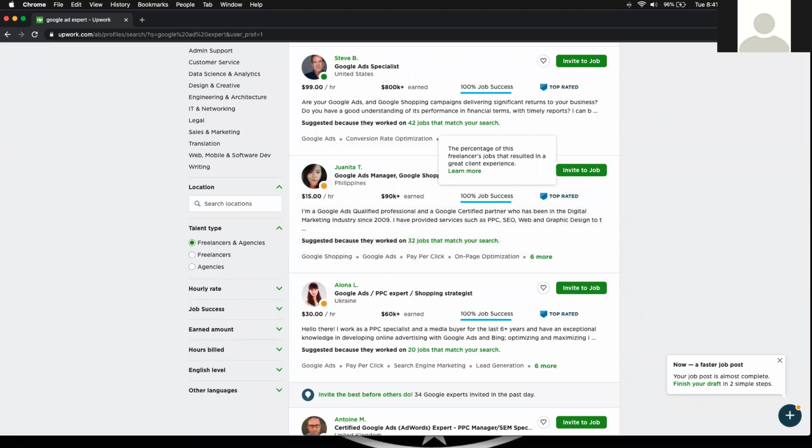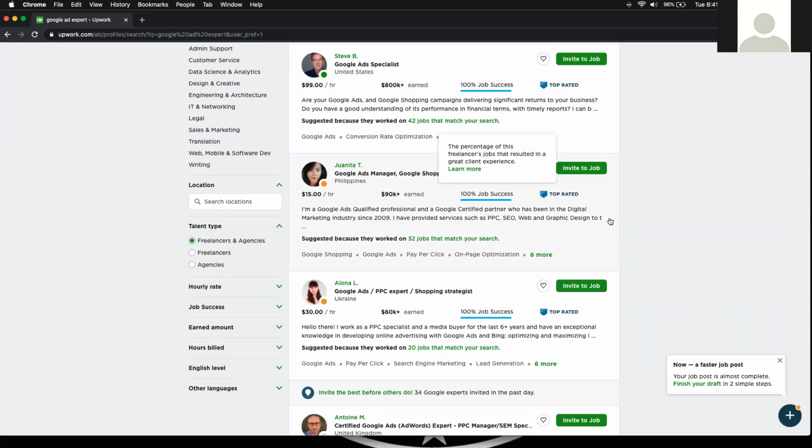So the only difference is she's in the Philippines and he's in the US. It ain't like she can't get the same knowledge as him. They both working, they both have worked on Google, so they both have trial and error by working. But when you got 100% job success, it's kind of hard to beat that. And if you have a budget, they're gonna put you on the right course to make money with Google.